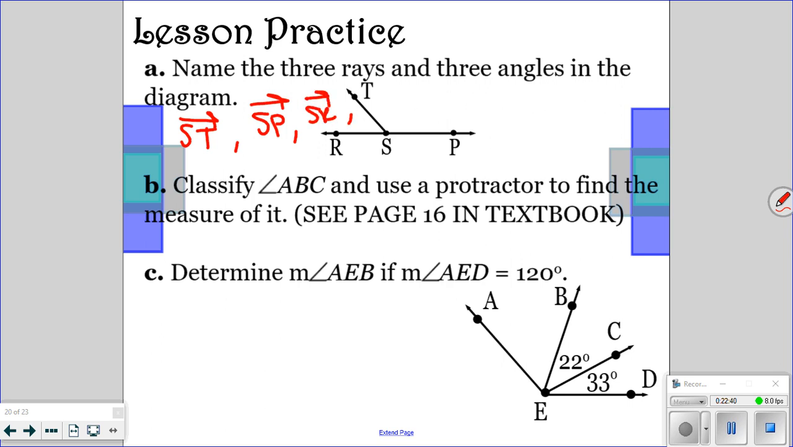You could name ray RS or RP. That would be the ray starting at R and going this direction. Or you could name ray PS and PR, and that would be the ray going this direction. So that would be some of the rays you can name. So pick 3 of them.